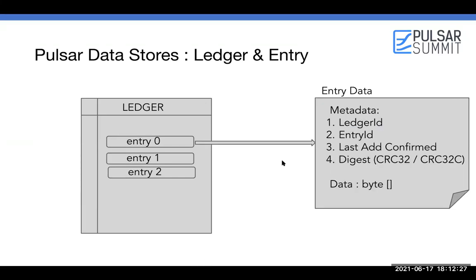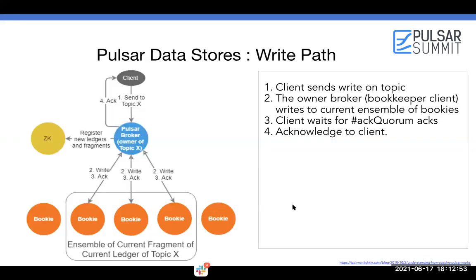An entry itself has its own metadata. So the ledger ID to which it belongs, the ID of this entry, and the last add confirmed, which is the entry there for the readers to read. Beyond that, we are still in the process of confirming these entries as written to the clients. And then there is a checksum, and then you have your actual data that you wanted to write to the entry.